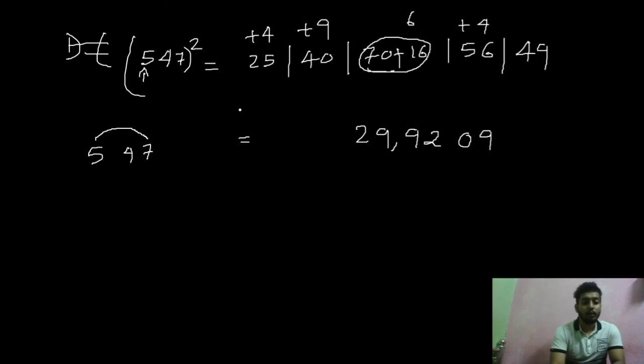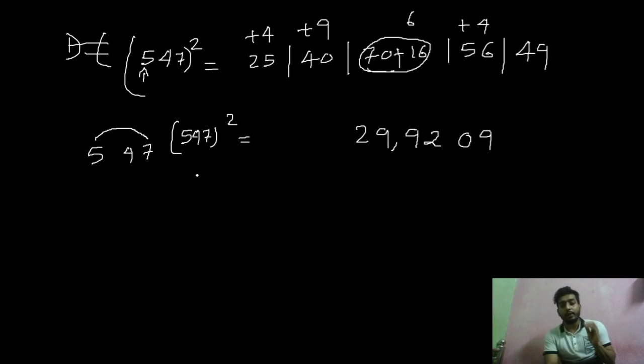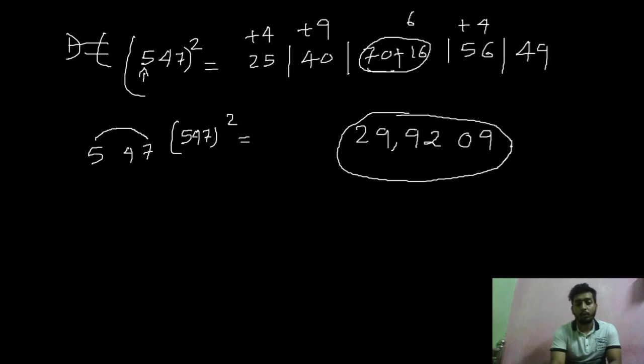299209 is the square of 547. So you can see that it is a very easy way and the answer will be correct. So if you need to find the square of certain numbers and you don't know the formulas or any special formulas, then you can apply the duplex method to any number.